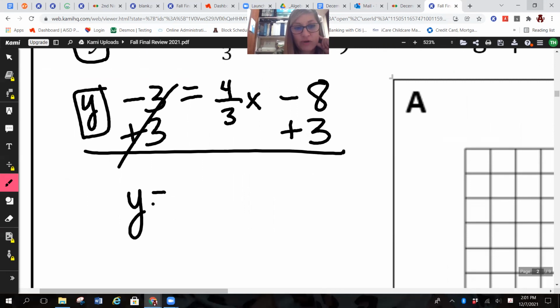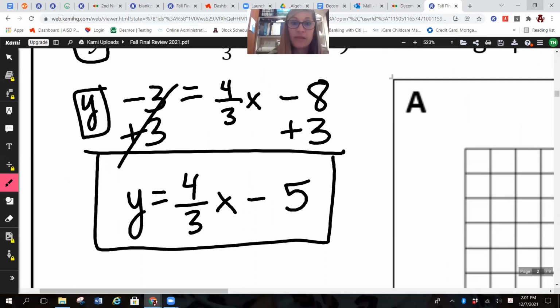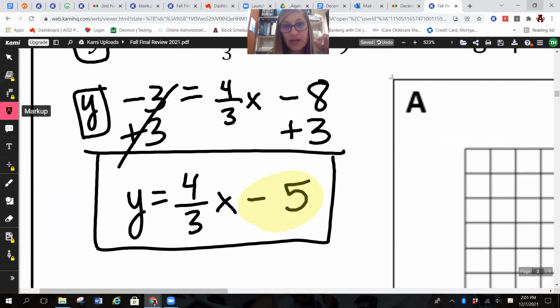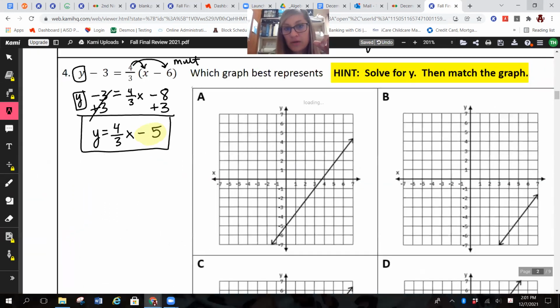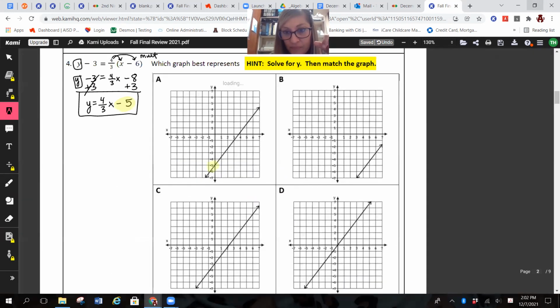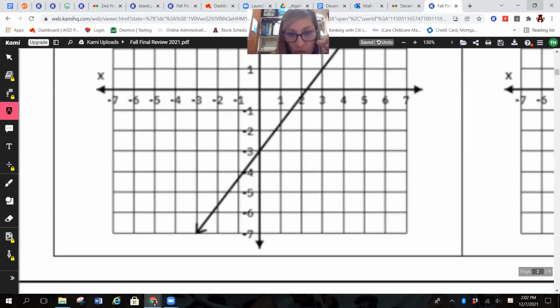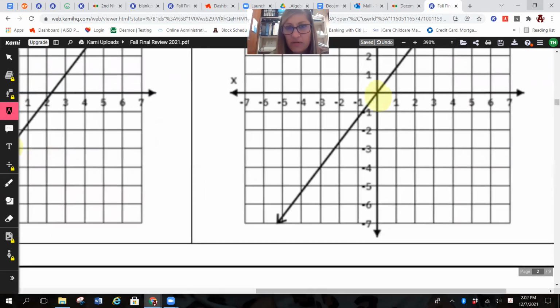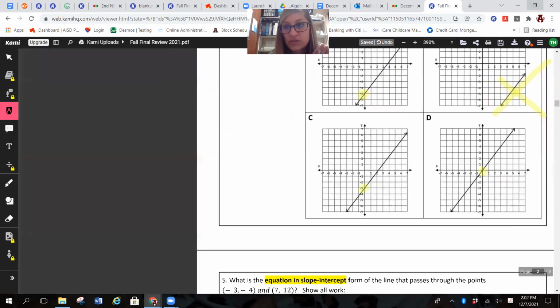And we're going to rewrite our equation in slope-intercept form. 4/3x minus 5. Now we have to decide which graph matches this equation. First off, I know that the y-intercept is -5. So for example, A is a -5. Oops, B, not it. Ooh, this one says -3. This one says 0. So I already know the answer choice.